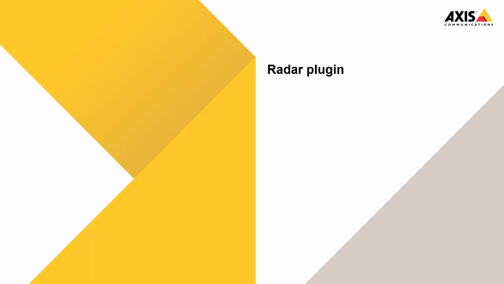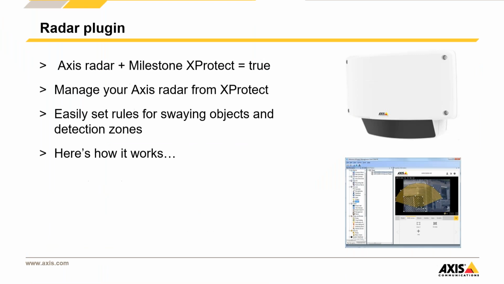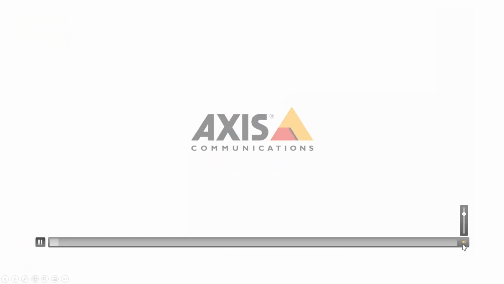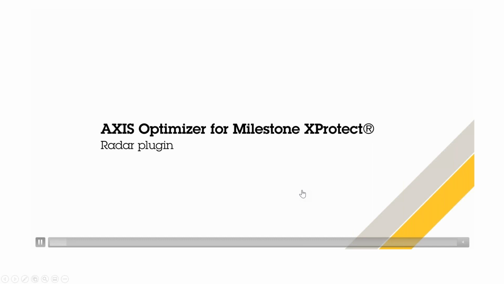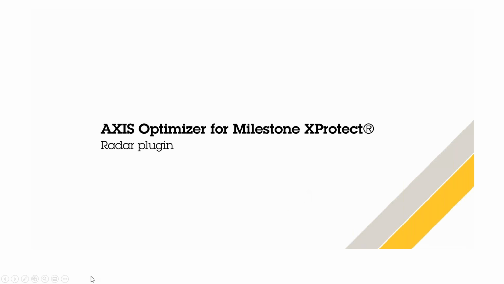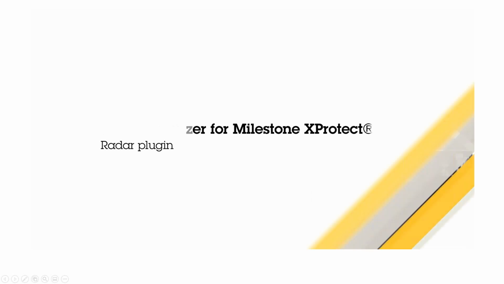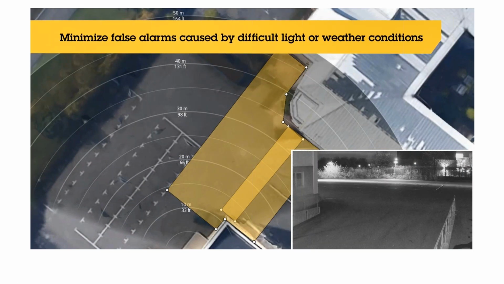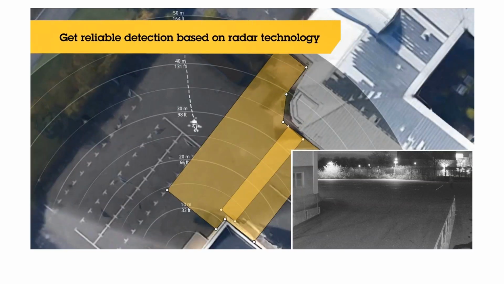Okay, so looking at the radar, this is not really one I've touched yet, but the radar also has full functionality because of Optimizer. I'm going to mute the sound. Here you can see what the radar itself looks like. And here you can see a vehicle coming. You'll see now the vehicle driving.